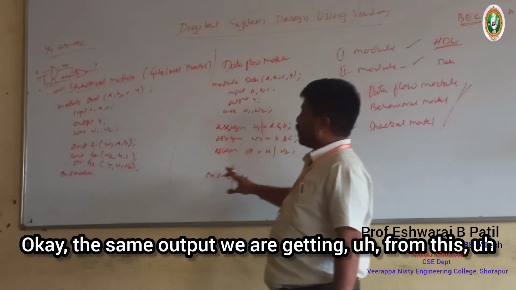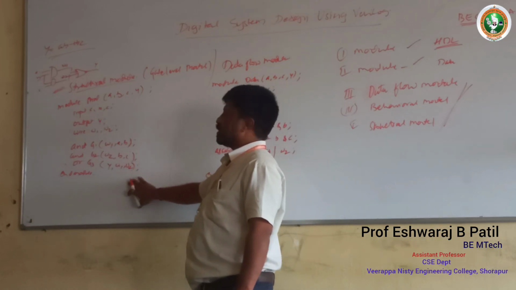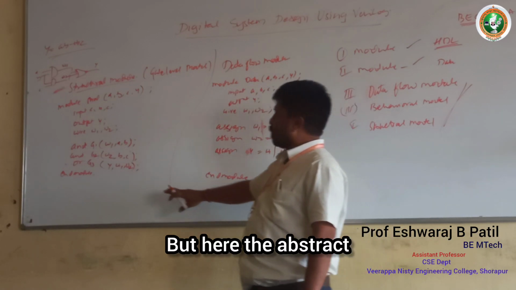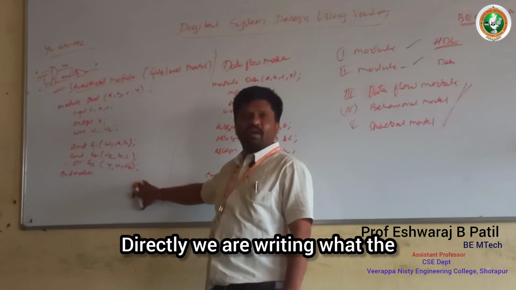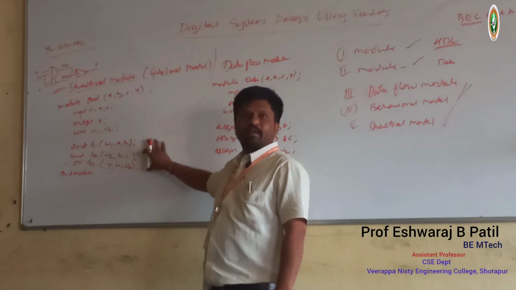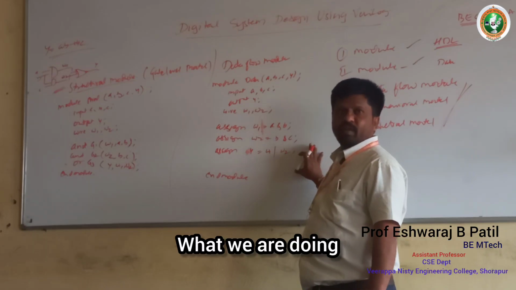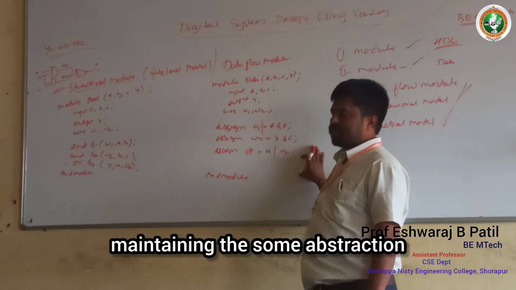Okay, we get the same output from the structural model and also the data flow model. But here in the structural model there is no abstraction. Directly we are writing what we are looking at in the design. But here we are maintaining some abstraction.